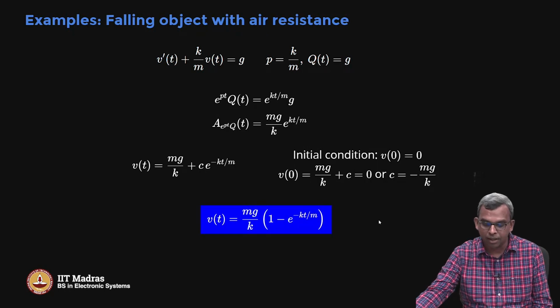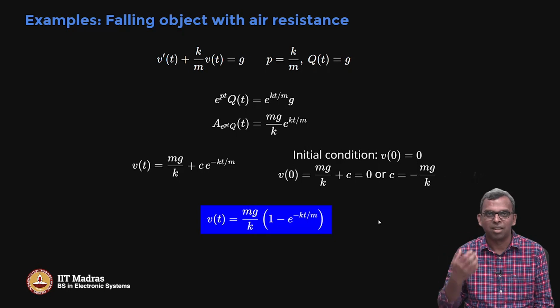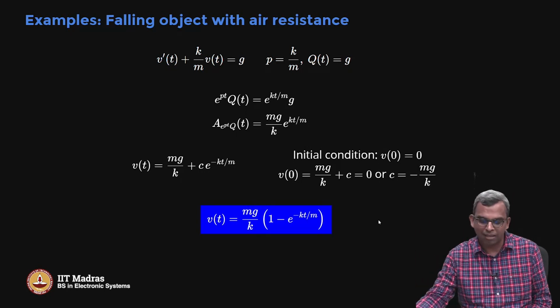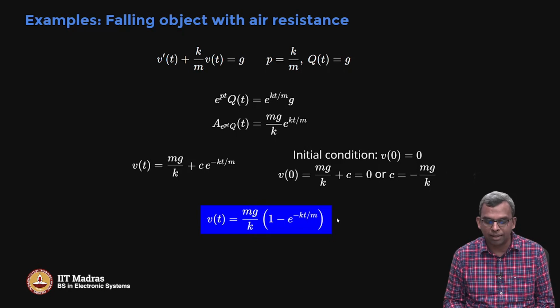Without air resistance, the velocity will keep on going, right? It will be just g times t. As you go down further and further, velocity will keep on increasing unbounded. But when you have air resistance, velocity will go to a constant, okay? So, let us see how quickly it goes to a constant. How do you plot this and see?